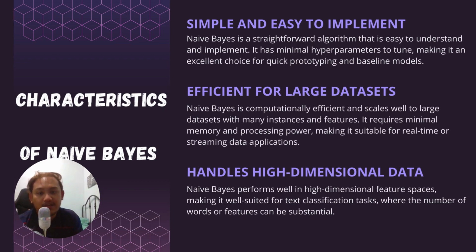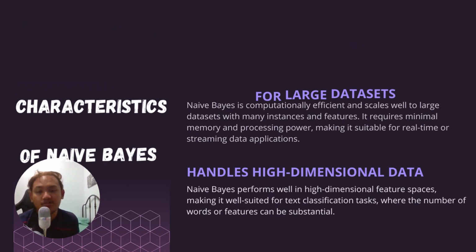And the last one, it can handle high-dimensional data. Naive Bayes performs well in high-dimensional feature spaces, making it well suited for text classification tasks where the number of words or features can be substantial.